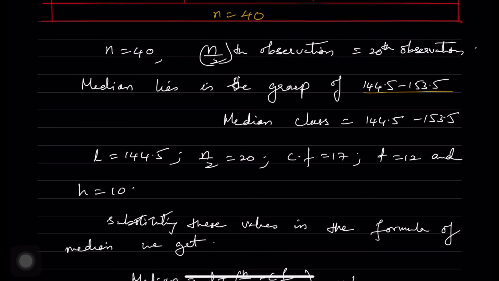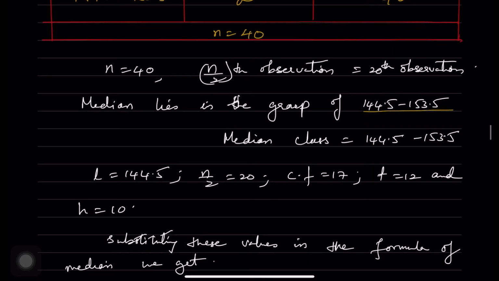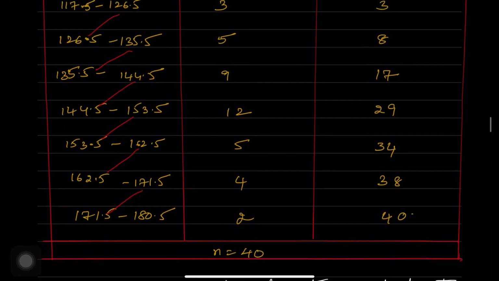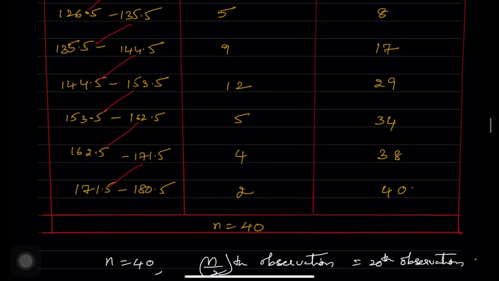The median lies in the group of 144.5 to 153.5. So now here the lower limit which we are having is 144.5. N by 2 is equal to 20. The cumulative frequency is equal to 17. F is equal to 12, the frequency over here. Why did we take the 20th observation here? We take the value which is just greater than 20, that is 29. We are taking this as the median class. This is called the median class.